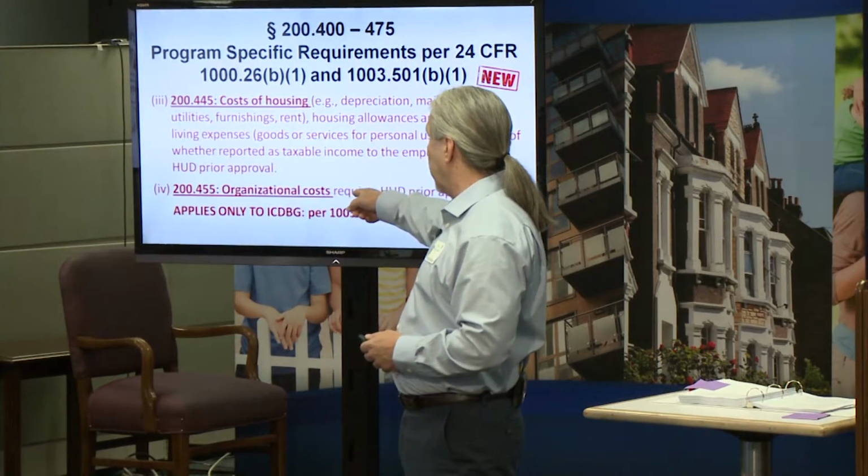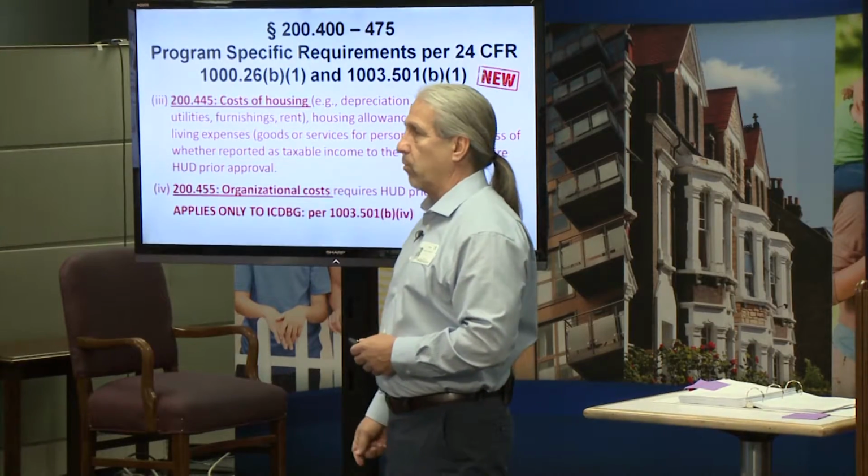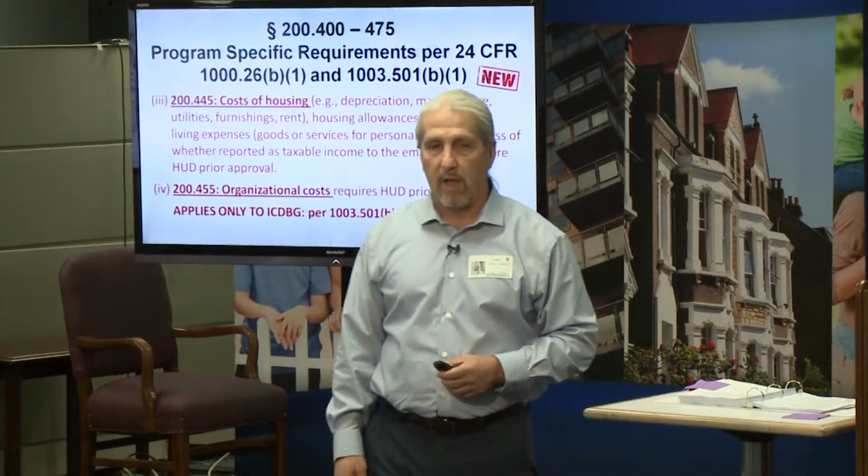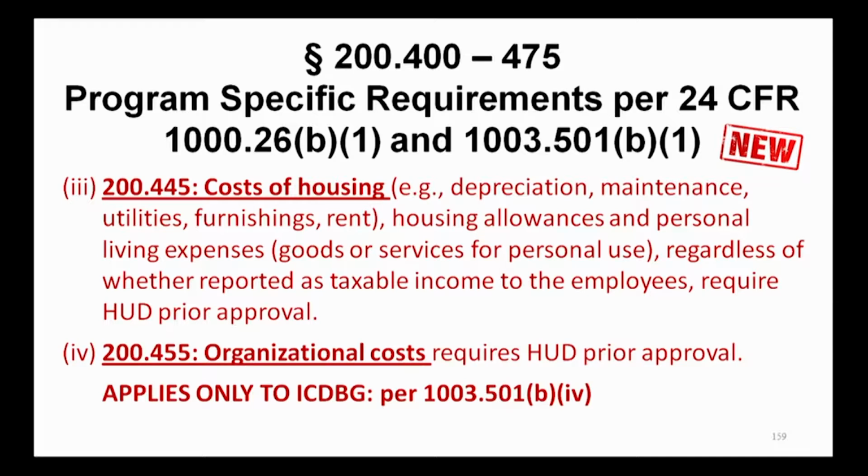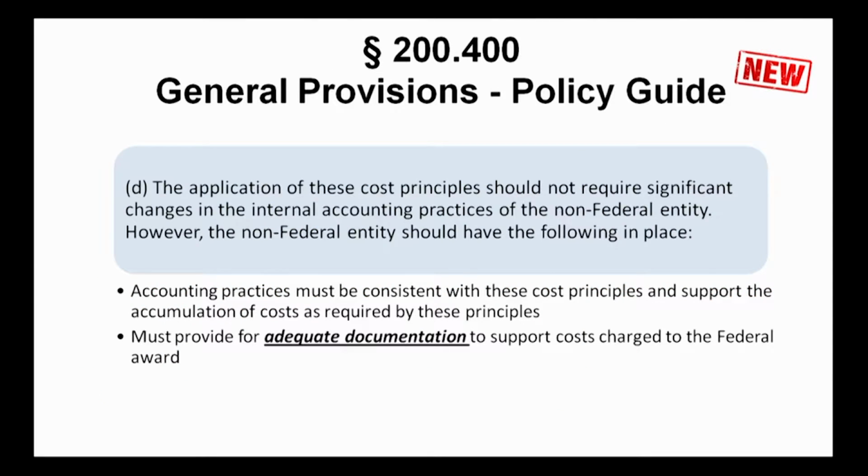And then the next one, 200-455, is organizational costs. Another new item of cost that also requires HUD prior approval, and it applies only to the ICDBG. So this is not a prior approval requirement for the IHBG, only the ICDBG. Okay, any questions on that? Sounds good? Okay. So that gives us the foundation.